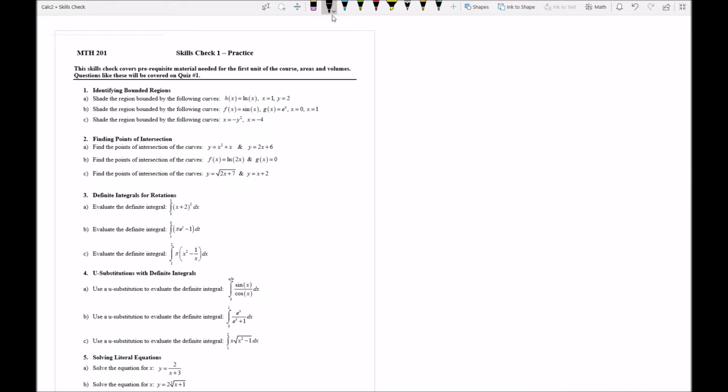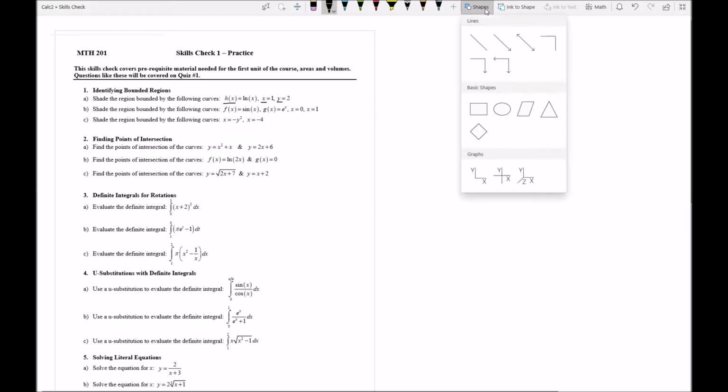Well, let's start looking then at number 1. I want to try to identify bounded regions throughout our first chapter. It's going to be a very, very important idea. So I should be able to answer a question like what I see here in number 1A. In number 1A, I want to shade the region that is bounded by the following curves. So you can see here I have an h of x, which is my natural log, I have an x equals 1 and a y equals 2. And I want to sketch what each of these is going to look like.